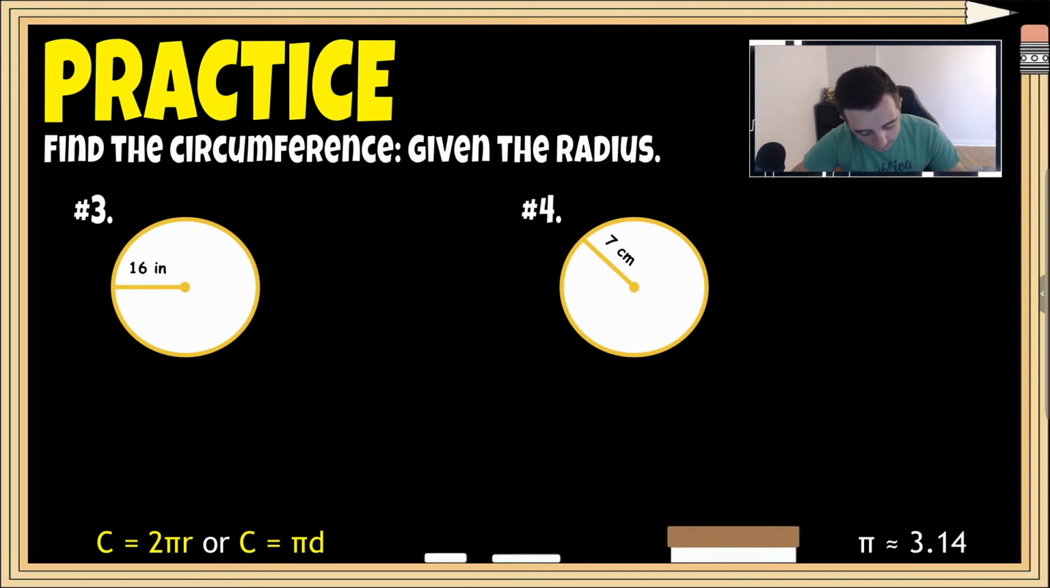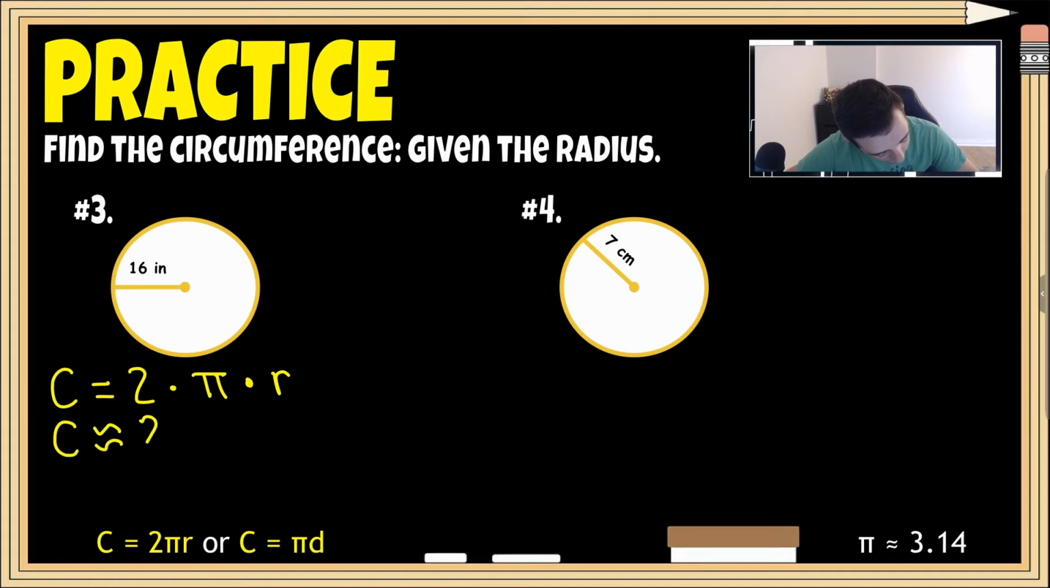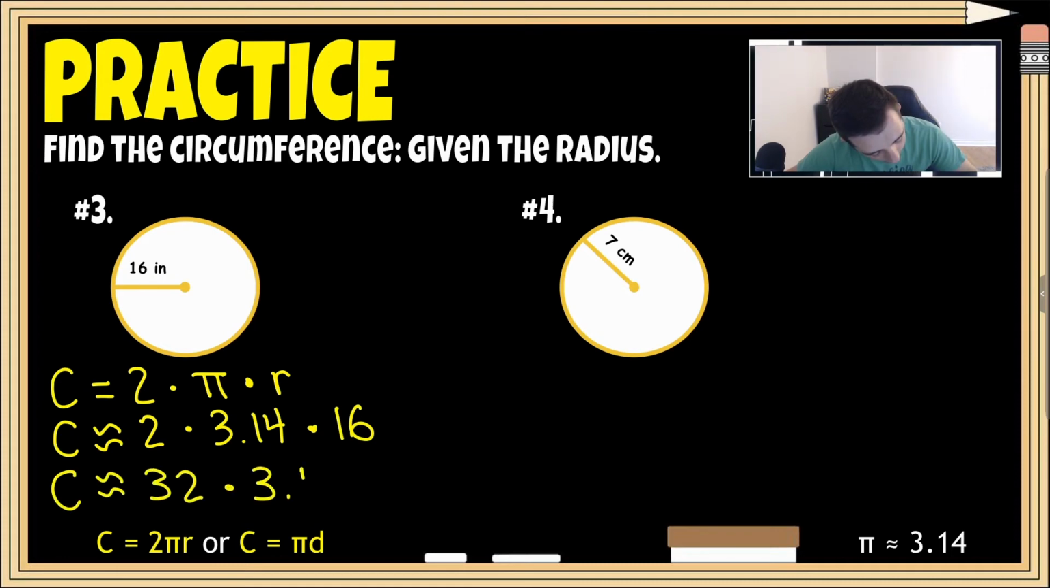Okay, so let's hop right into 3. So let's start with our formula. We have circumference equals 2 times pi times the radius. Let's plug in our values. So c is approximately 2 times, and pi we have 3.14, times our radius, which is 16. I know 16 times 2 is 32, so c is approximately 32 times 3.14.